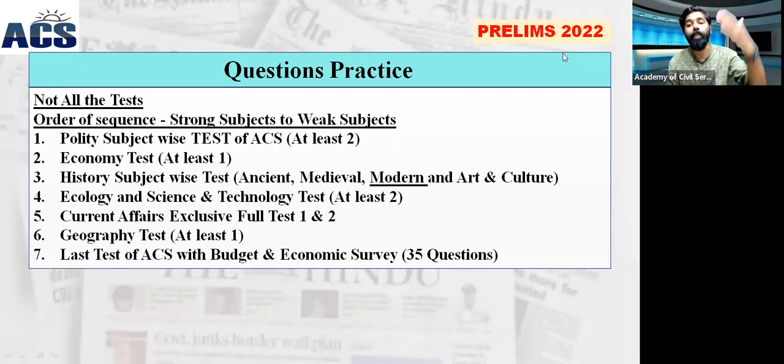Revise the topics you went wrong and the topics you got right. So at least take two question papers. For economy, you only need to take one subject wise question paper. History, ancient, medieval, modern, art and culture, all these subject wise test series you can take individually and revise. Ecology and science and technology, you can take at least two question papers of subject wise test series.